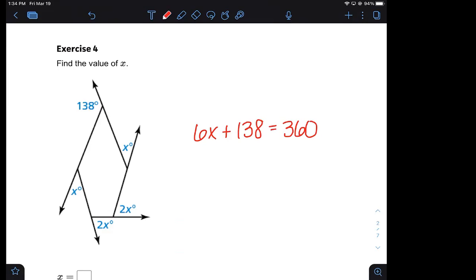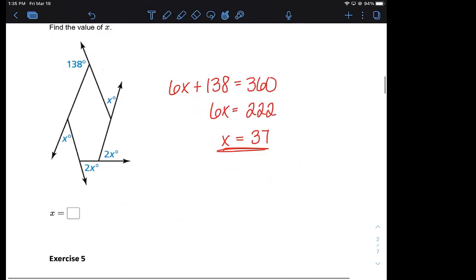Okay. So who have I not heard from? Camden. Camden, help me solve this. So you subtract 138 from both sides, and then you get 6x equals 222. Then you divide both sides by 6, and you get x equals 37. 37, okay. And I'm just finding the value of x, so I don't need to write any degrees or find out what the 2x degree angle is or anything like that.